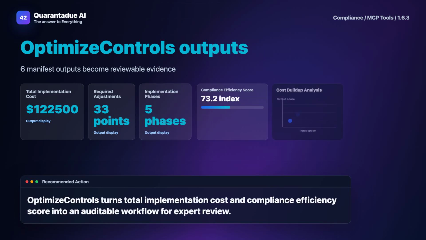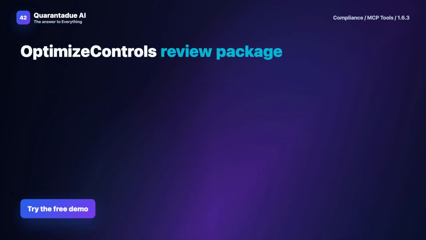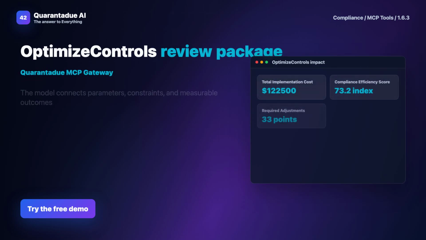Optimize Controls returns structured outputs such as total implementation cost, compliance efficiency score, required adjustments, implementation phases, and cost buildup analysis. These outputs are designed to support review, reporting, comparison, and follow-up actions.